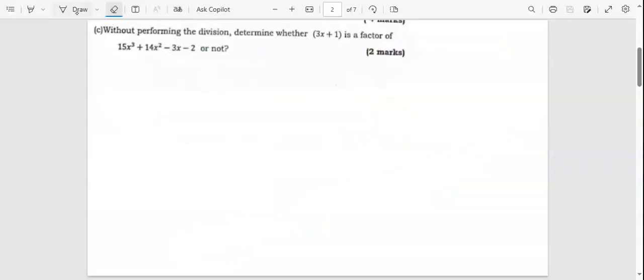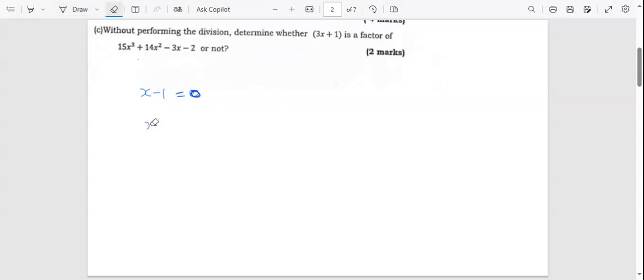Okay, so we are given: without performing the division, determine whether the function has a factor or not. What you need to know is, suppose I give you x minus 1 is equal to 0, right? If x minus 1 is a factor, it should give us 0. Have you seen this condition? We need to satisfy this condition, all right? When something is a factor, it should satisfy this function or this condition.